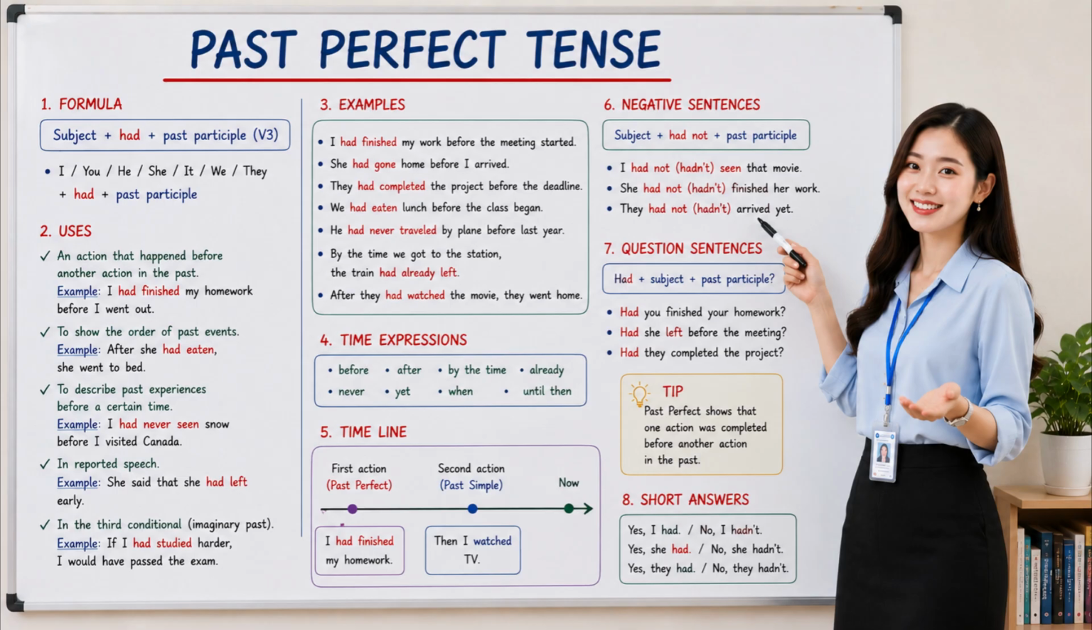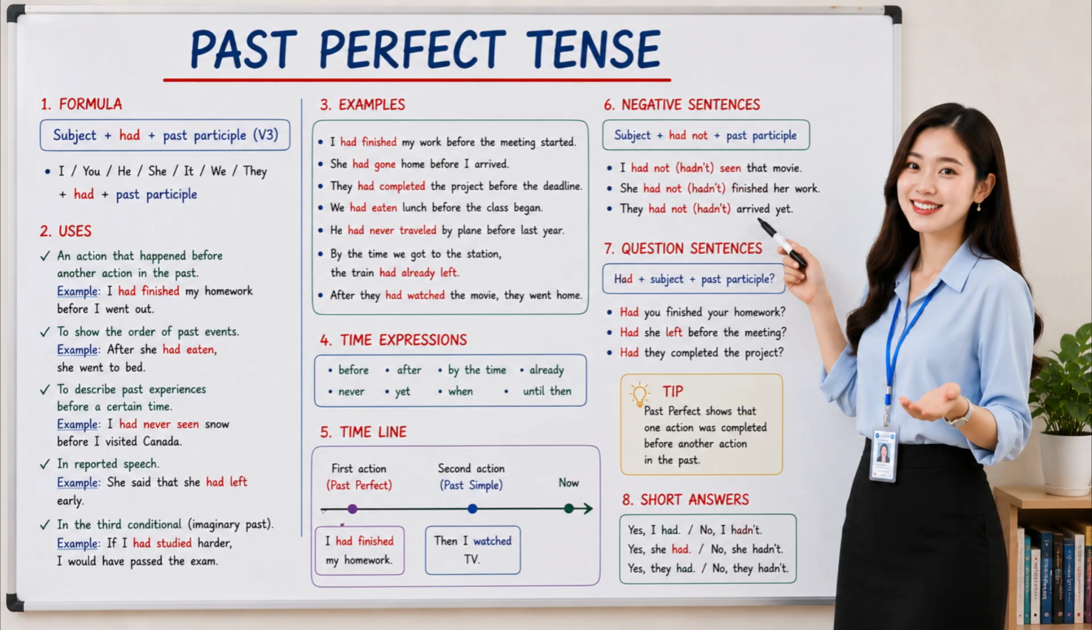Positive sentences. Structure: subject plus had plus past participle. Examples. I had finished my homework. She had written the report. We had completed the project. They had visited the museum. He had learned English.